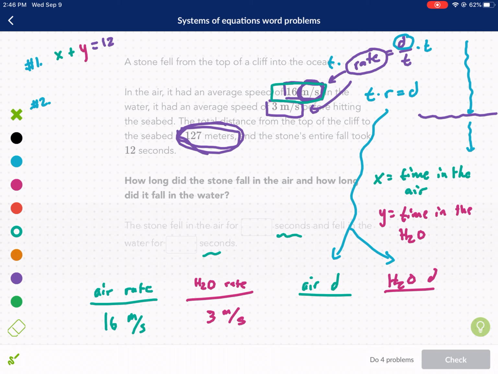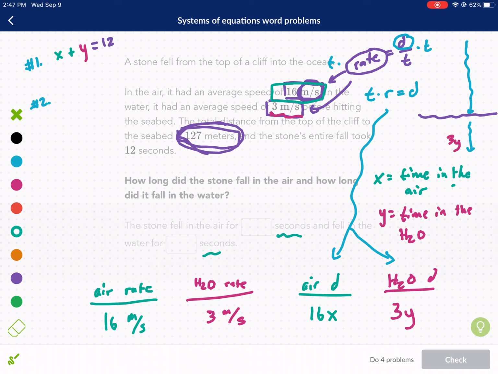We know what our rate is. That's 16, and we know what our time is. That's x. We just took our time in the air, multiplied by x. That's good. We can do that because we've already established that as a variable, and we're just going to do the same thing for the water. So our rate is 3, and our time is y. So we multiply the rate times the time, and we'll figure out the distance.